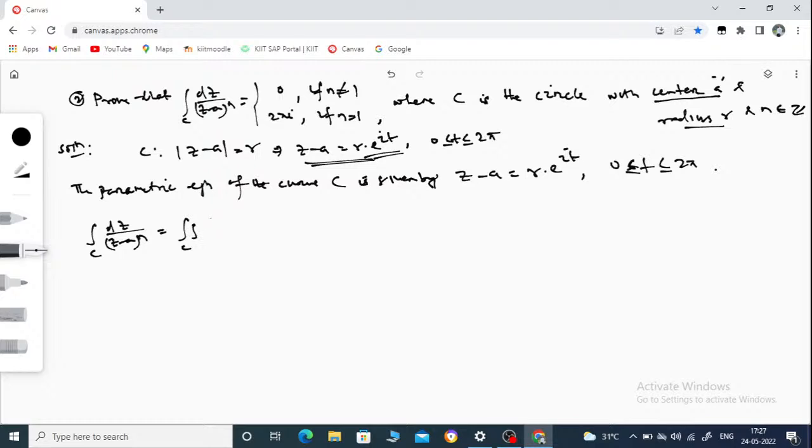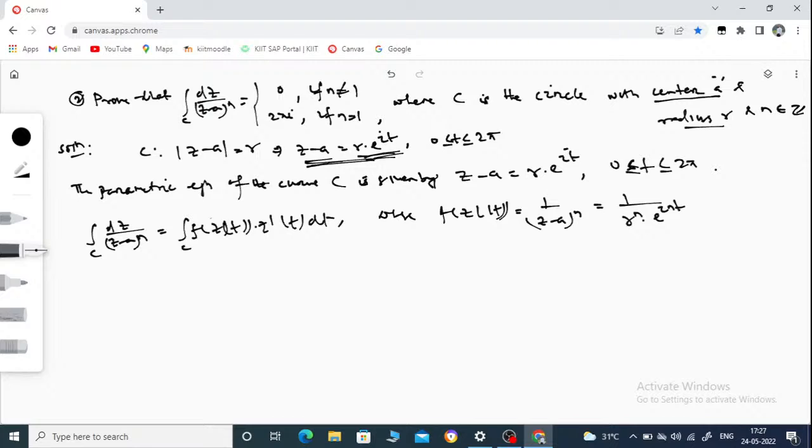I will write this thing as f of z of t, z dash t dt, where f of z of t is, and your f of z is 1 divided by z minus a to the power n, and in place of z minus a I will write r e to the power it. Then what will be this one? This is 1 by r to the power n, and e to the power it means this is e to the power I n t. Okay, this thing to the power n. So f of z of t is this one.